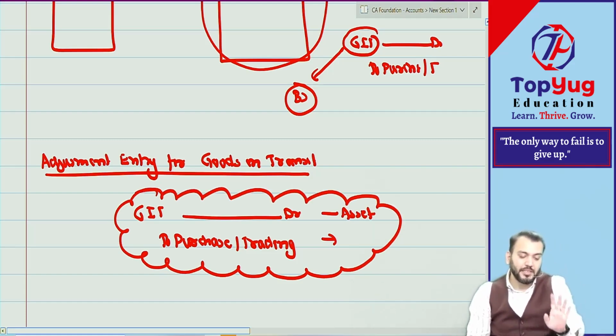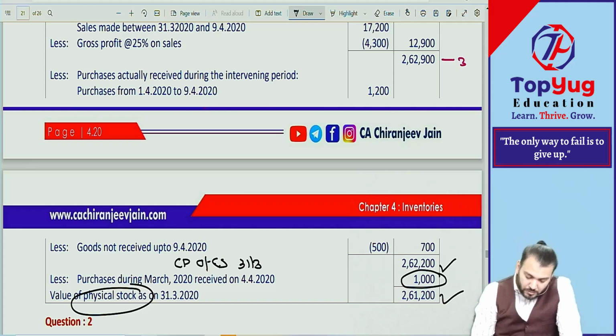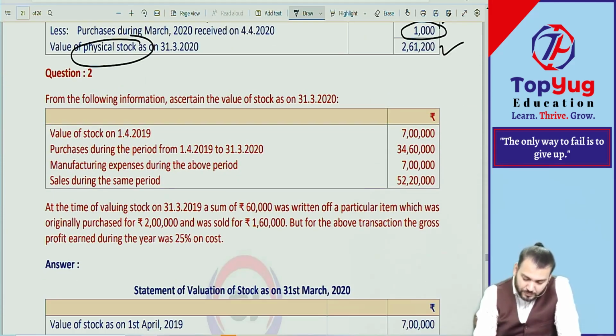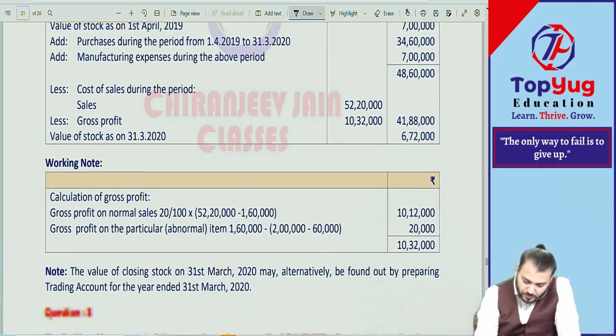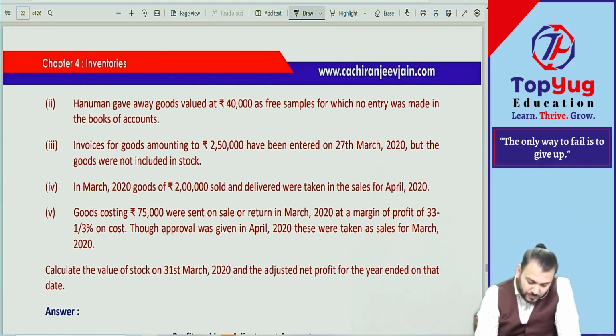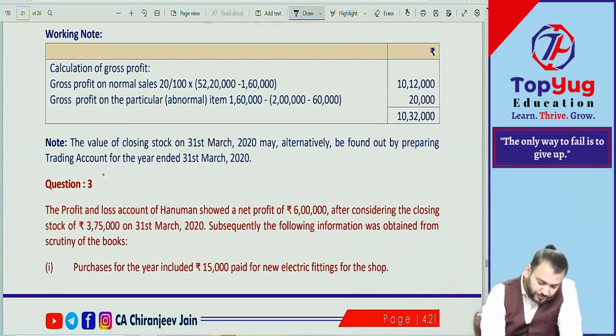Yes, sir. Correct. This also you have understood. Any doubt? Understood. Homework: question number 2 is homework. Chalo, let us do question number 3.